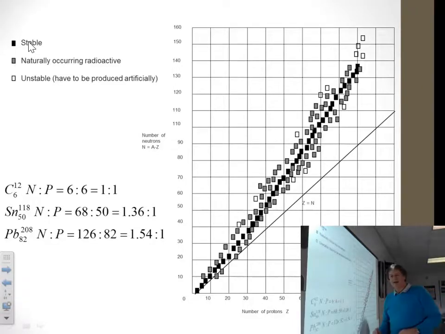And what we can see here is a nicer diagram of that line of stability coming through here, and it rising in terms of the number of neutrons that are there.